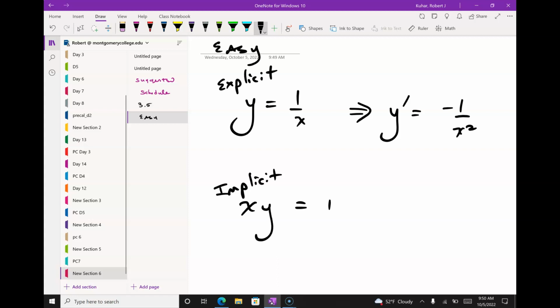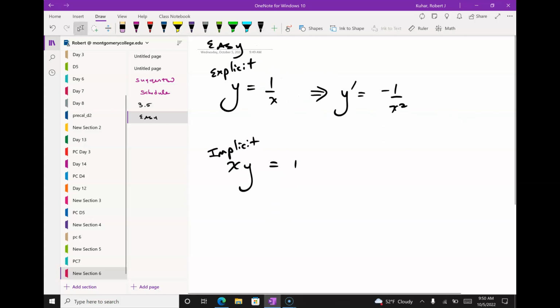I have xy equals 1, yes? I just cross-multiplied to get it, right? But I'm having x's and y's commingle, multiply or divide together, right? So I need to do (xy)' equals 1', right? What is that? What am I saying there? I have an equation of functions. I should take the derivative of both sides, and I should still keep my equality, okay?